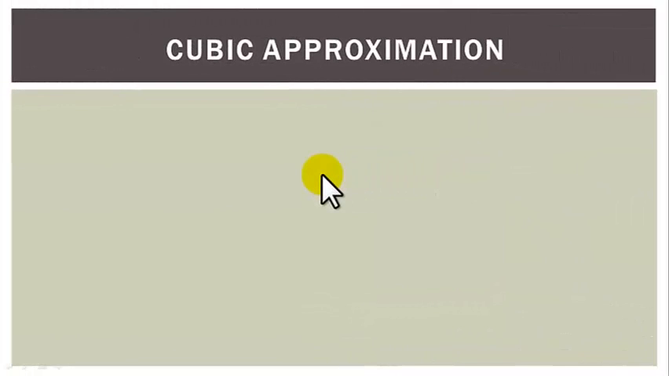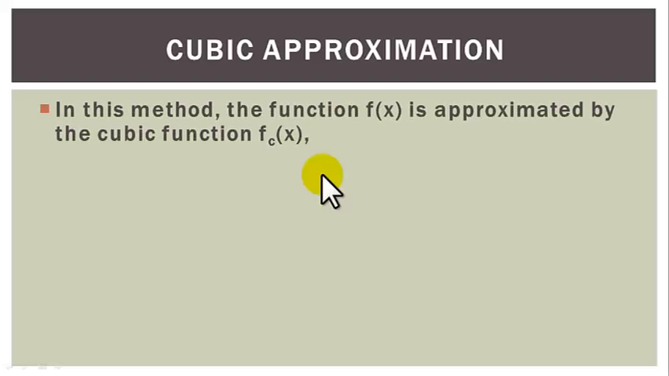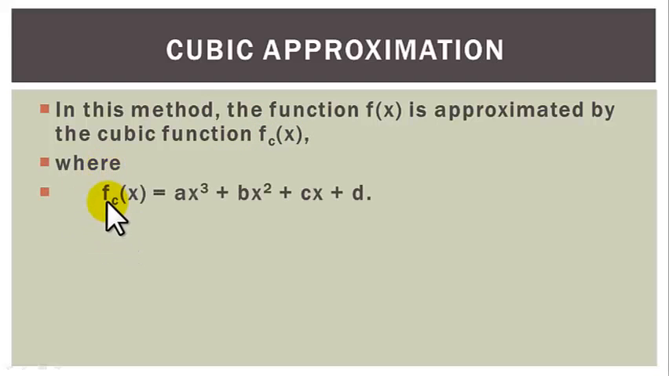Cubic approximation. In cubic approximation, the function f of x is approximated by the cubic function denoted by fc of x, where our cubic function fc of x is this: fc of x equals ax cubed plus bx squared plus cx plus d, where a, b, c, and d are the parameters to be determined.